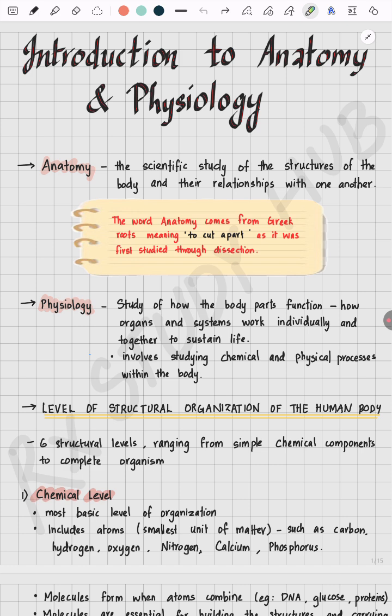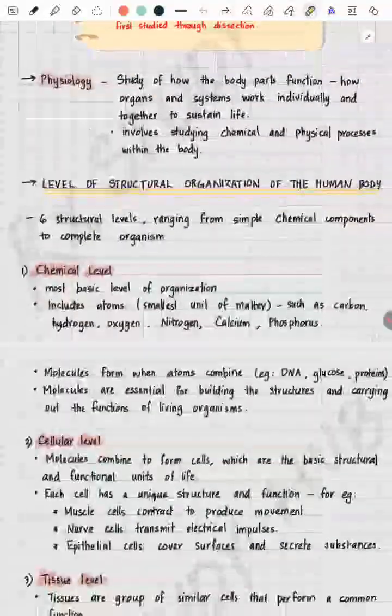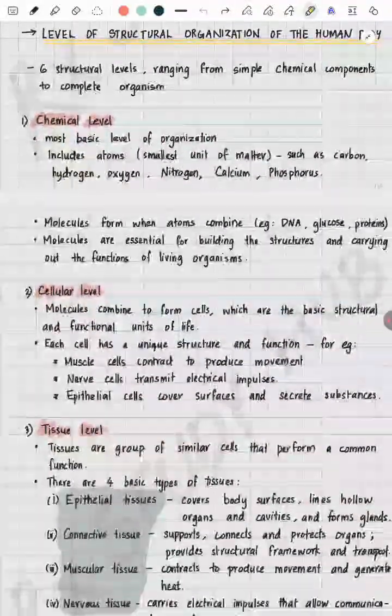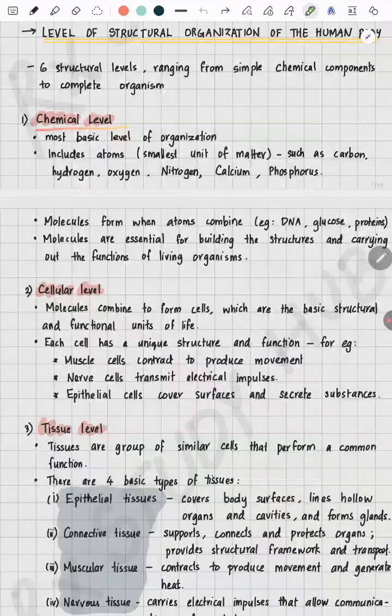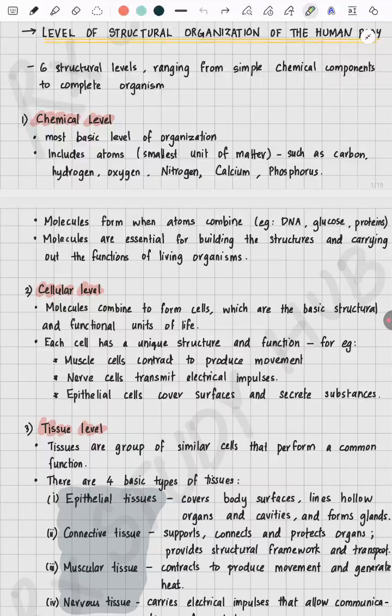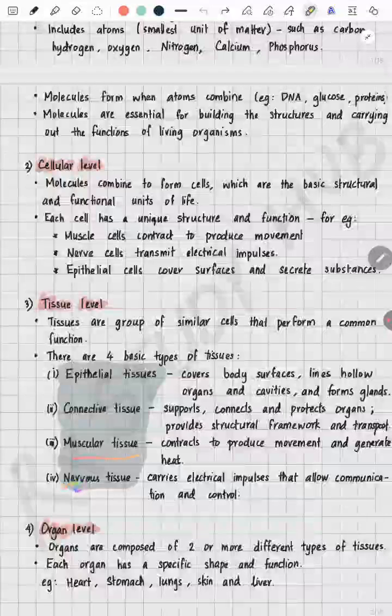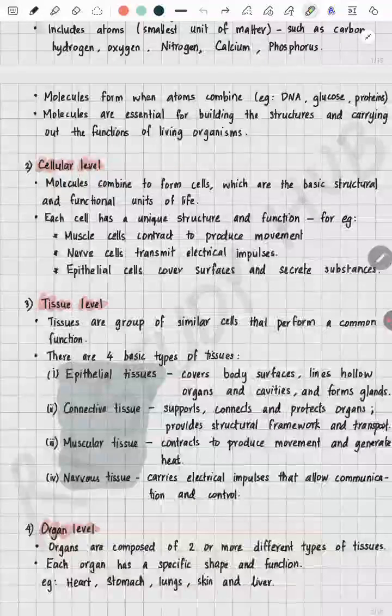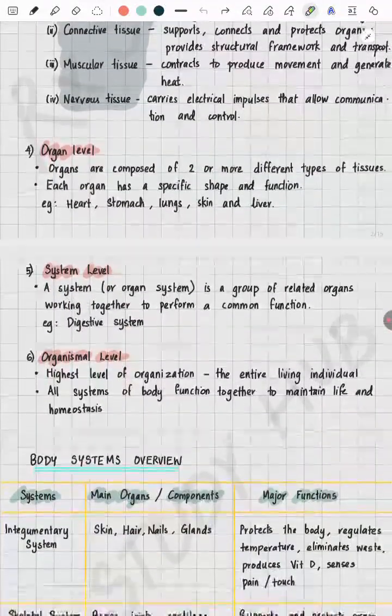To understand the human body, we study it at different levels of organization. At the most basic level, we have atoms and molecules such as DNA, protein, and glucose. These molecules come together to form cells, which are the basic structural and functional units of the body. When similar cells join together, they form tissues. There are four main types: epithelial tissue, connective tissue, muscular tissue, and nervous tissue.